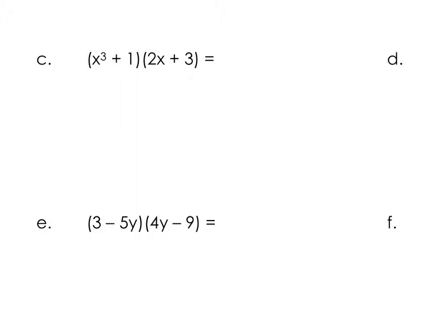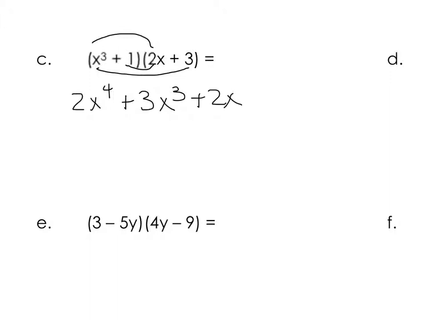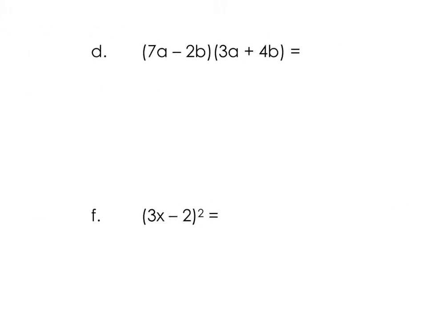You can have different powers of x. You still do it the same way. If it's a binomial times a binomial, first, 2x to the 4th. Outside, 3x cubed. Inside, plus 2x. Last, plus 3. There's no like terms this time, so you're through. No like terms, you have to leave it alone.